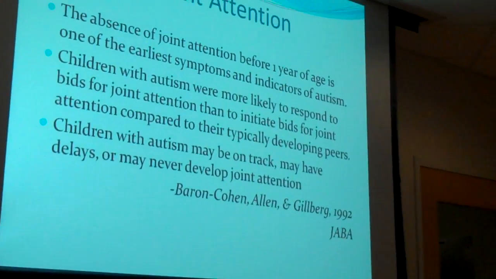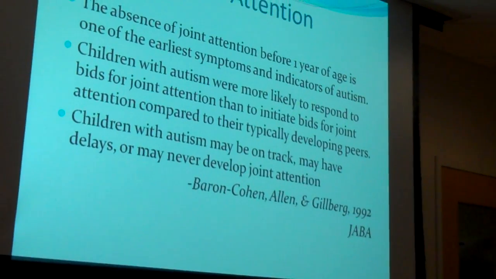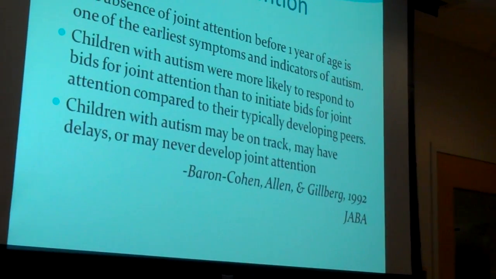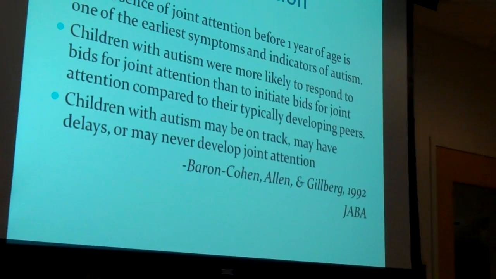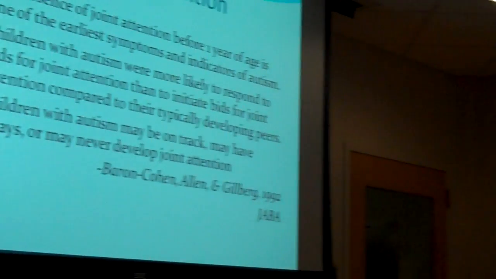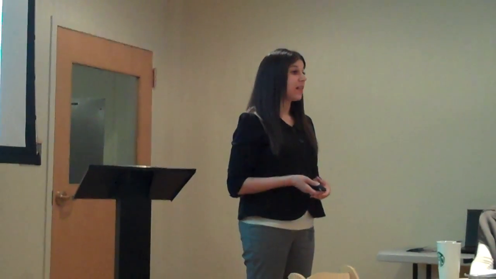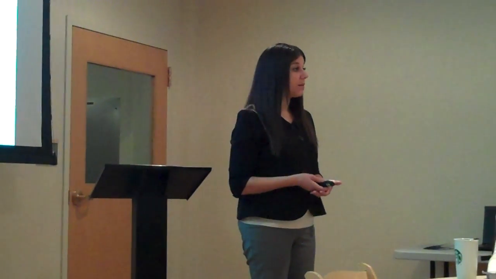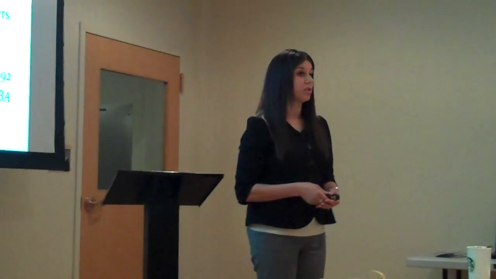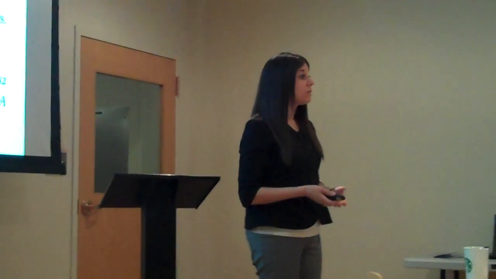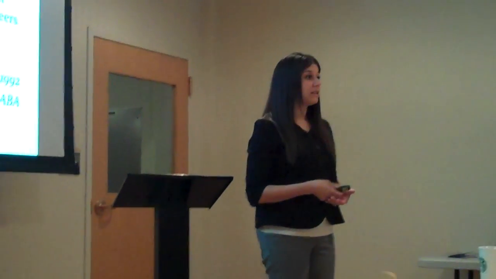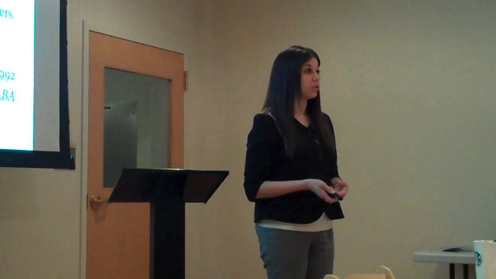And with that being said, it's really important to know that children with autism might be on track with joint attention. We're not going to say that every child with autism has delays in joint attention, because not every child with autism does. They might be on track, they might have some delays, or they may never develop joint attention. And it's for the children that may never naturally develop joint attention that it is so crucial to assess where they are with this skill, as well as to develop programming to teach that skill to them.